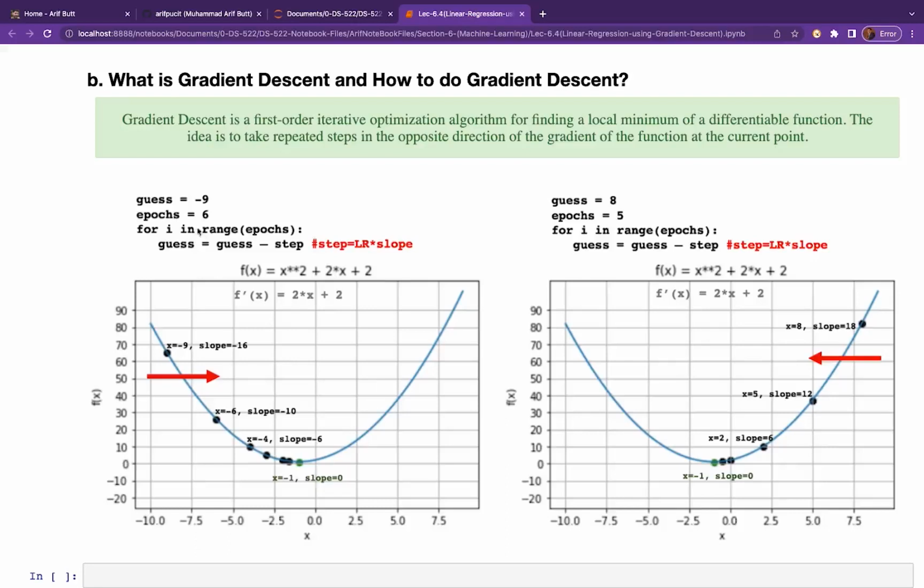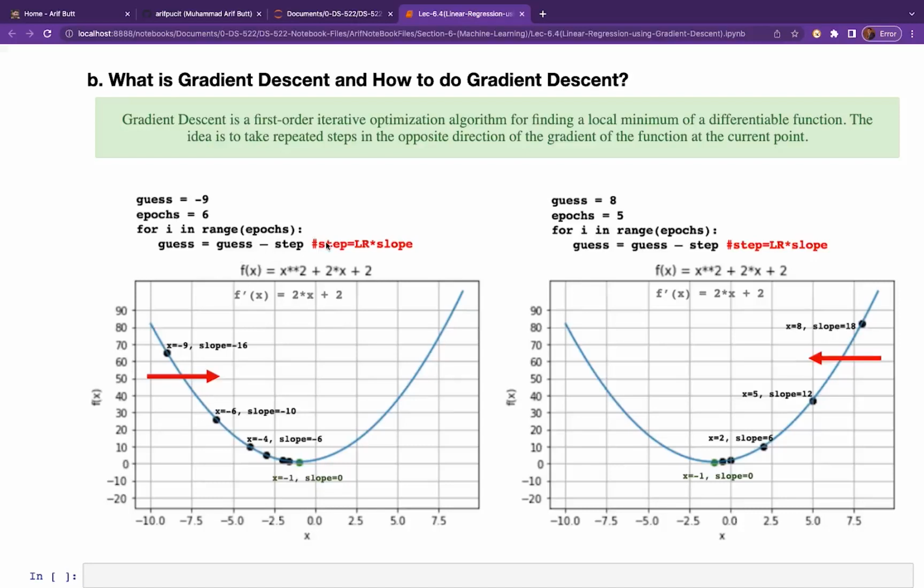Then we enter this loop, and inside the loop, this is the line where the actual magic is happening. This line, guess is equal to guess minus step. Well, if the slope or gradient is negative, as shown in this left graph, the step becomes negative, and when we multiply it with the negative sign, it overall becomes positive and is added to the guess, and we move towards right. My dear students, this is important to understand.